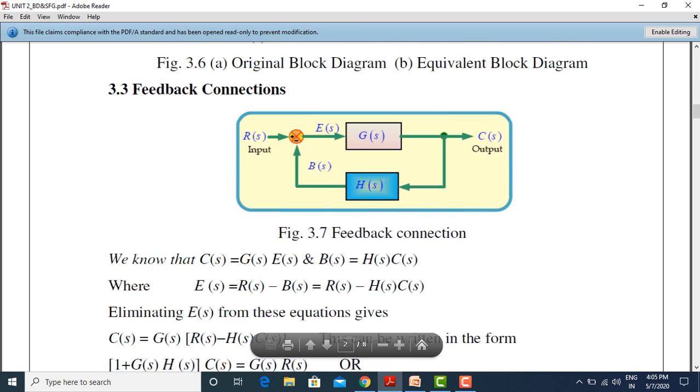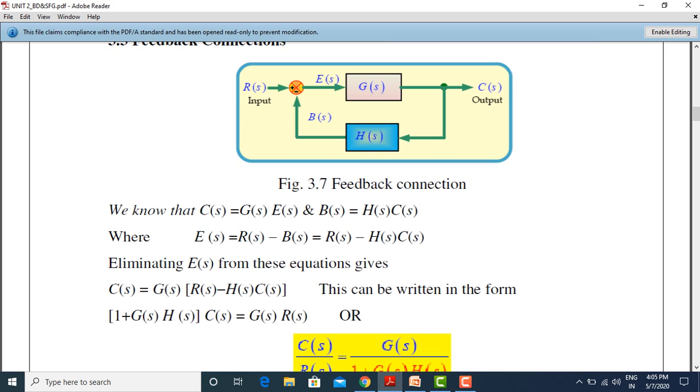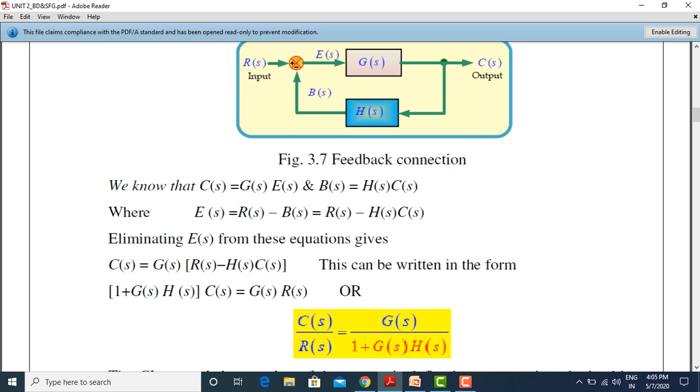Now moving towards next, minor feedback connection. If in the given block diagram the connection will be like this, we have discussed it in unit 1 already. R of S input, error signal, G of S, C of S, H of S feedback signal. Here is one formula: system upon 1 plus or minus system into feedback. That was our formula in unit 1. So what will be the transfer function of this? C of S upon R of S will be G of S upon 1. Here is minus sign, so there will be plus in the denominator, G of S into H of S.